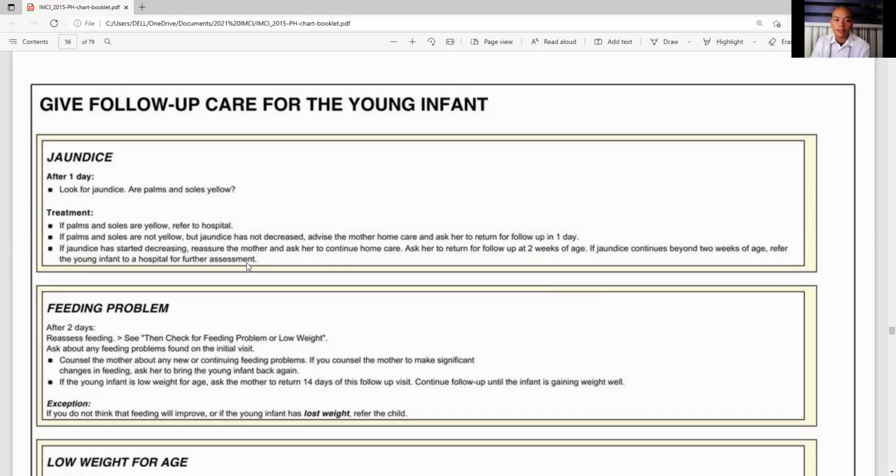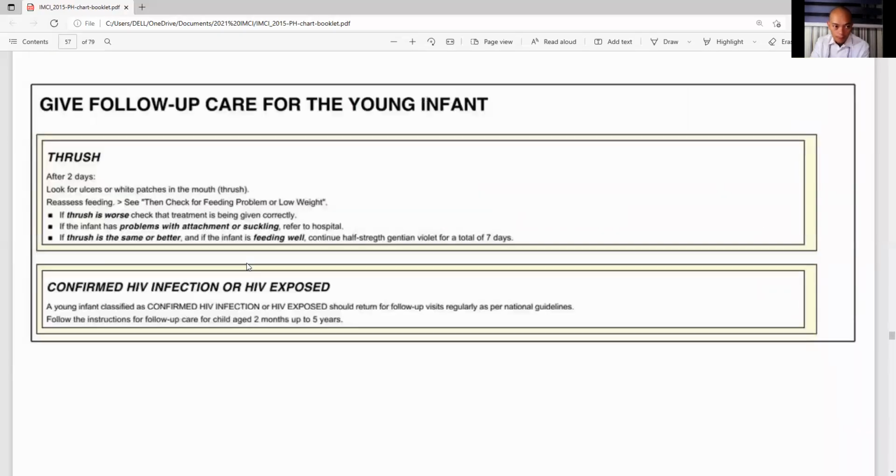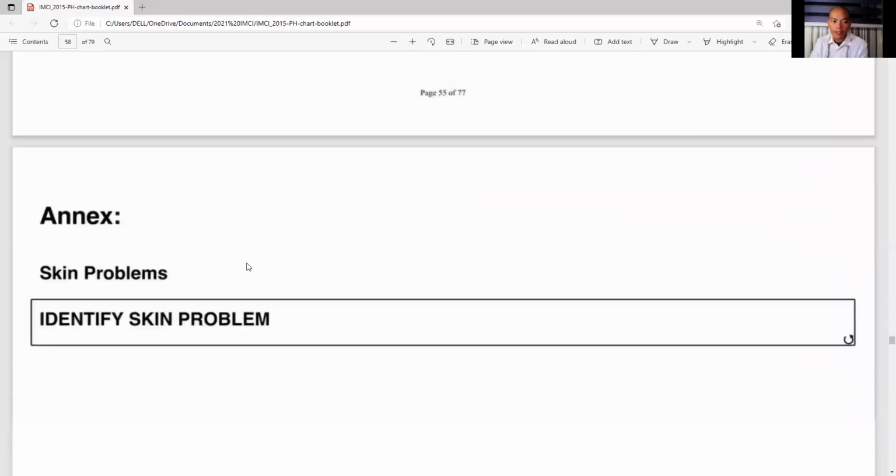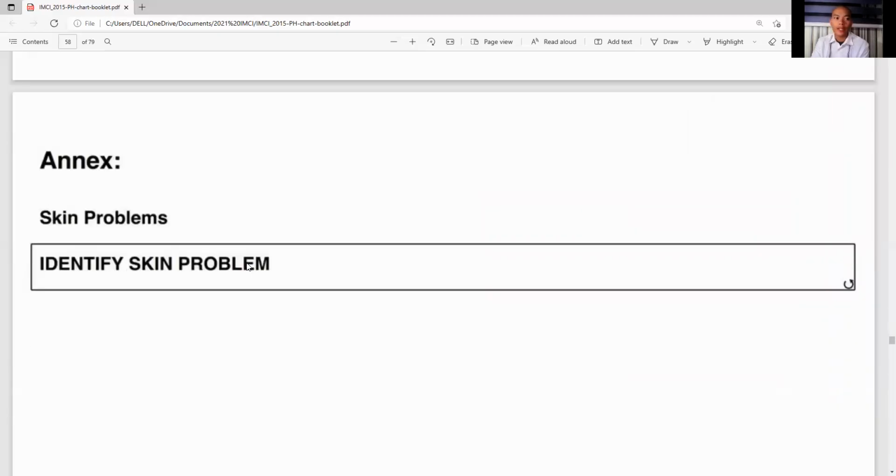Refer the young infant to the hospital for further assessment. Number 8, follow-up check-up for infant. Thrush, come back after. Okay, annex. This is not already included sa, what do you call this? Sa 2 months and below.